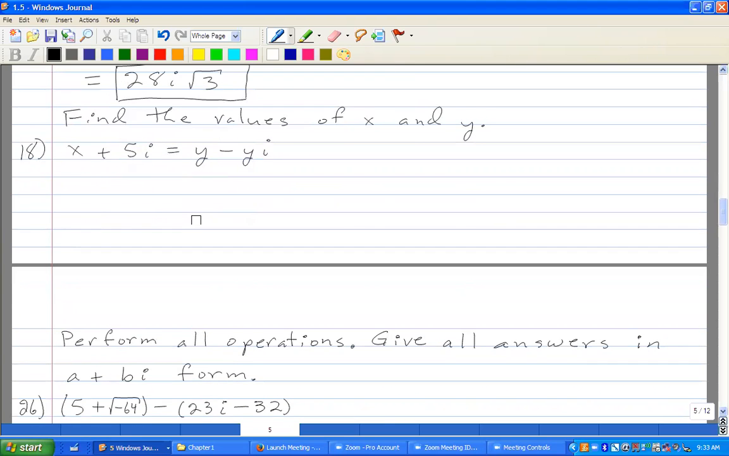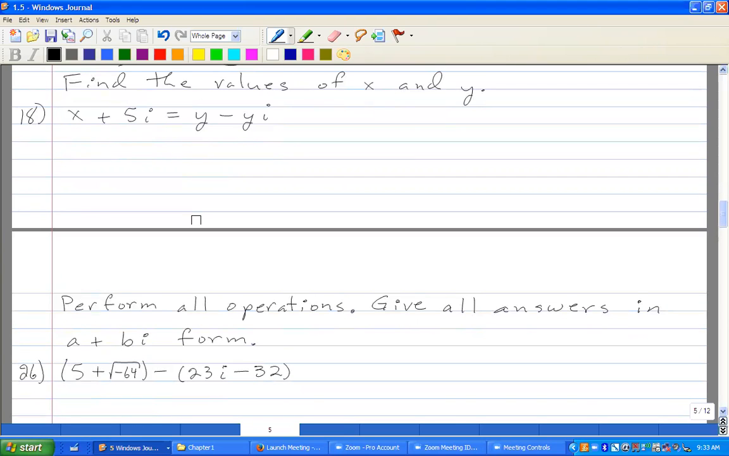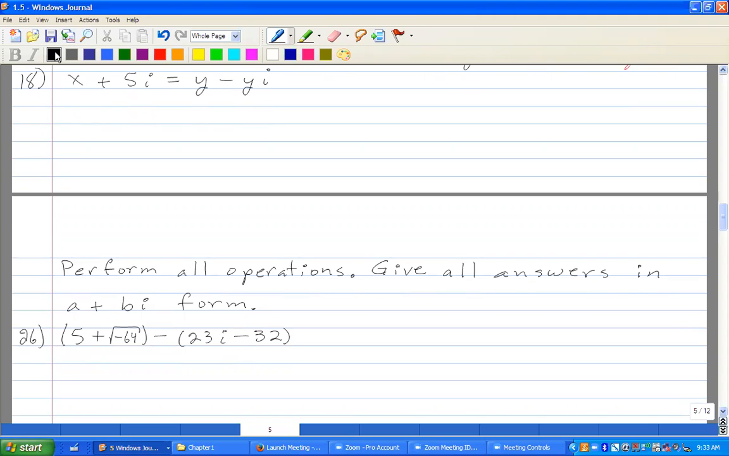Let me do problem number 18. Find the values of x and y such that x plus 5i is equal to y plus yi. I'm assuming here that these are real, so I'll just make the assumption that x and y are real. To solve this, the real parts must be equal and the imaginary parts must be equal.